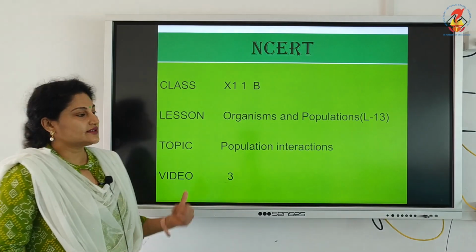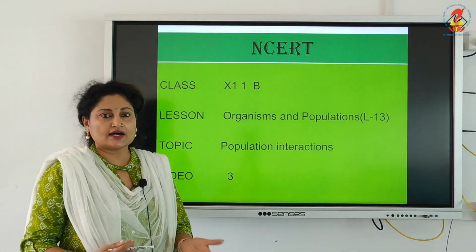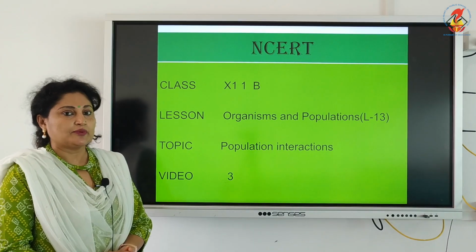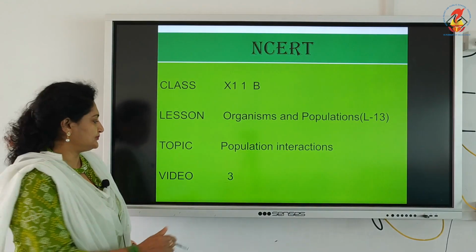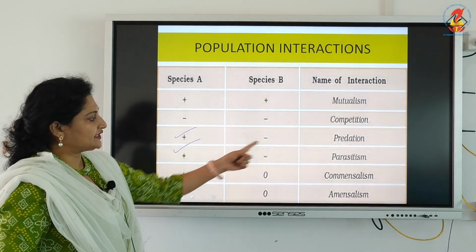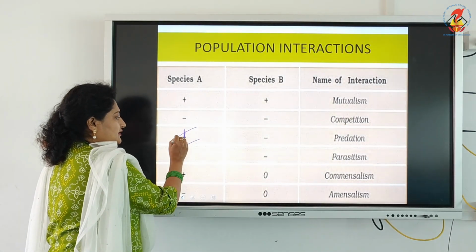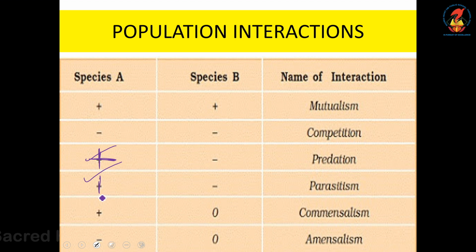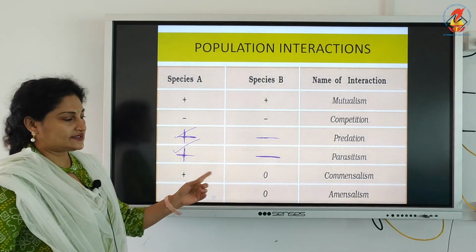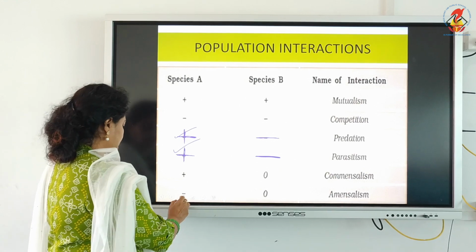Hi children, in the third video we will deal with the other two interactions, namely predation and parasitism. In these two interactions, one species is benefited while the other species is harmed. So, it is indicated by the sign negative. So, let us analyze each.